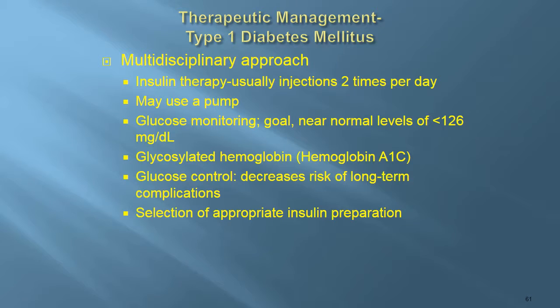It would be important to take a multidisciplinary approach when managing type 1 diabetes mellitus in children. It would require insulin therapy, usually by injections 2 times per day. A pump may be used. Requires glucose monitoring with the goal to be near normal levels of less than 126 milligrams per deciliter. It requires measuring glycosylated hemoglobin or hemoglobin A1C. It requires glucose control to decrease the risk of long-term complications and selection of appropriate insulin preparations.